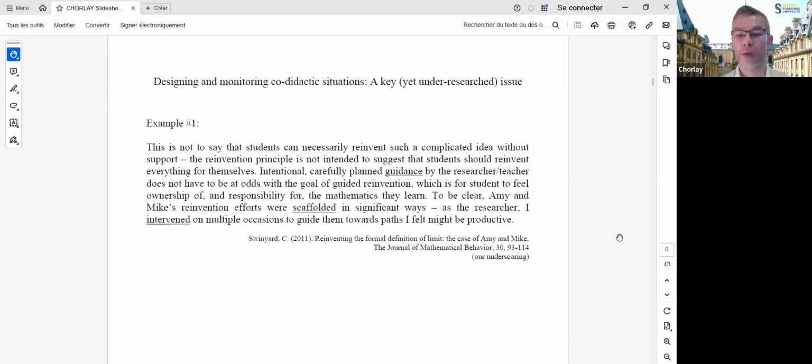But of course, the paper bears only on what the students did, and the authors merely acknowledge in passing in the conclusion that, for instance, "I intervened on multiple occasions to guide them towards the path I felt might be productive." So in this particular study, I also want to study what the teacher did actually, because it's a key variable, can't be left behind the curtain.